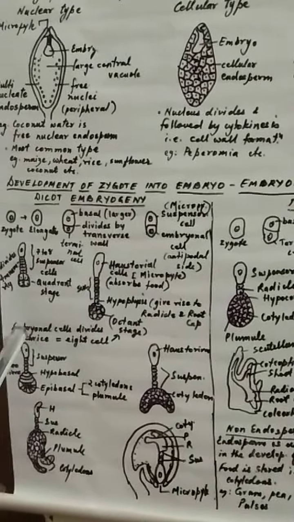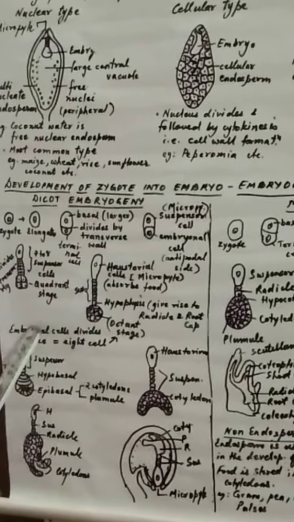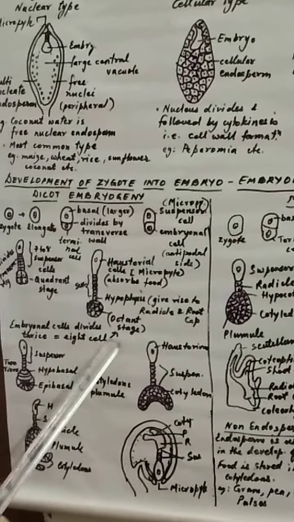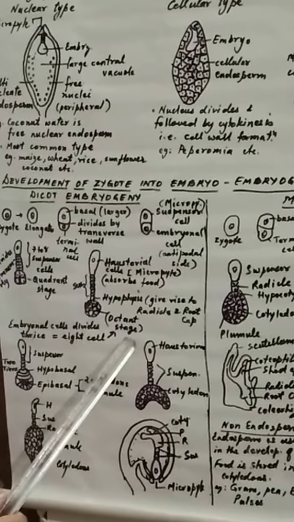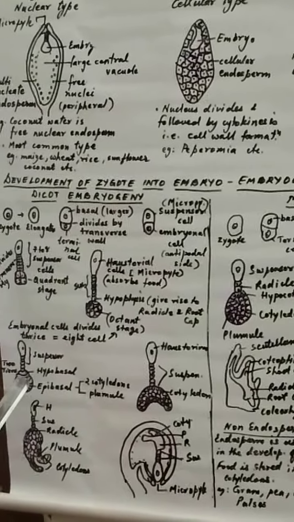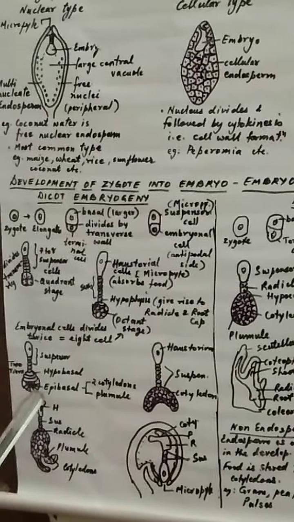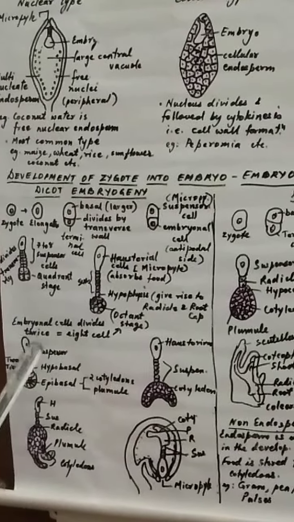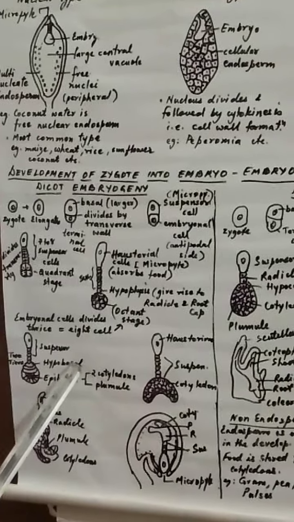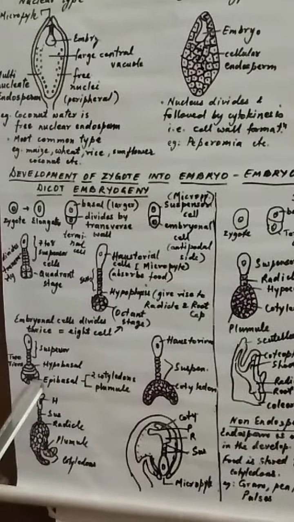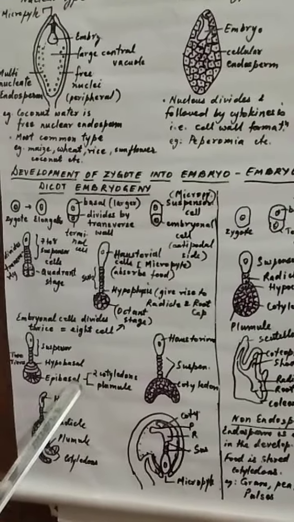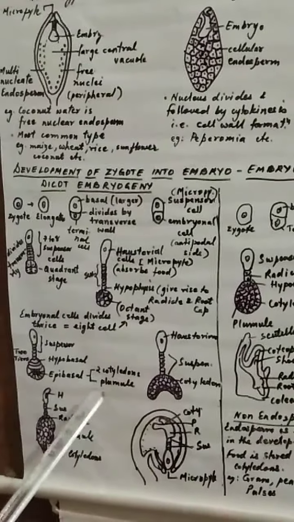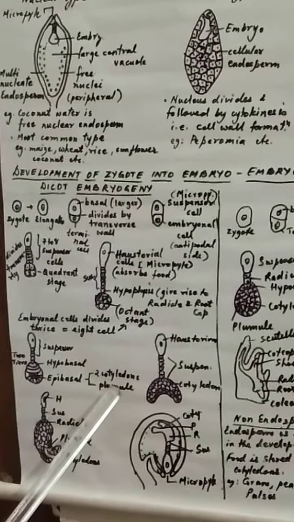Now let us move towards the embryonal cell. The embryonal cell divides thrice and they become 8 cells, and that's why the stage is called octant stage. Now in this octant stage, the cells are arranged in tiers. The 2 tiers are shown here. The upper one near the suspensor cell is called hypobasal, and the bottom one is called epibasal. These epibasal cells will develop in future to cotyledons as well as plumule.